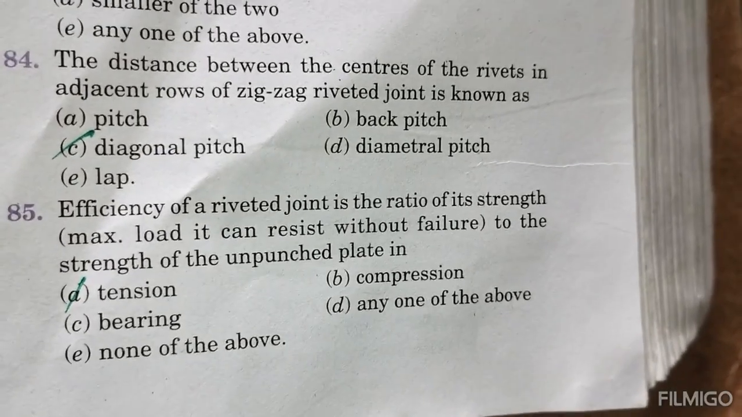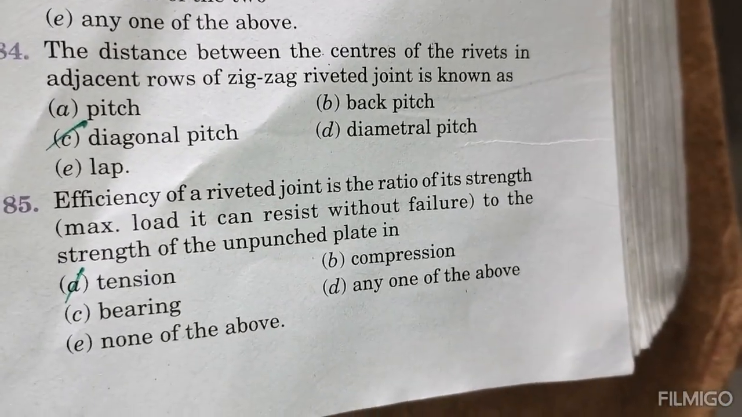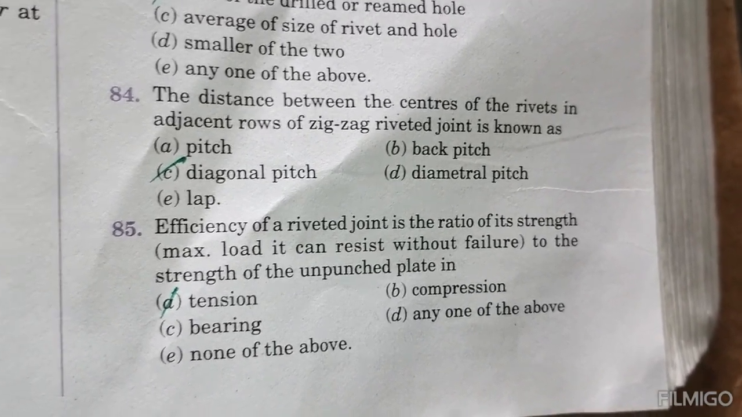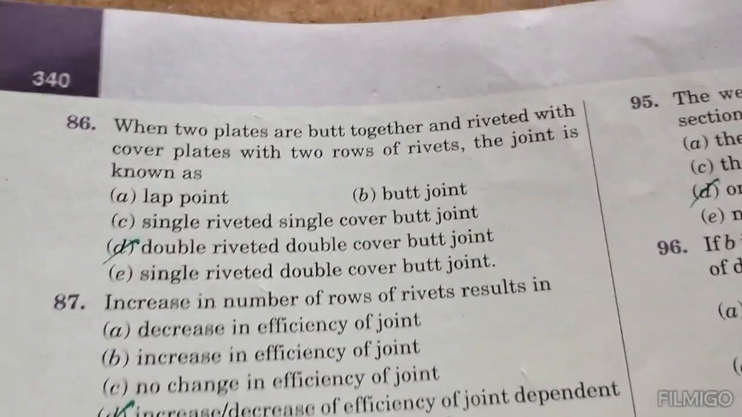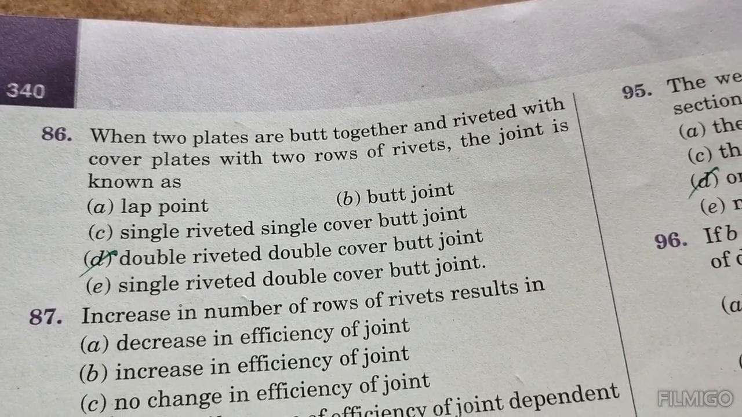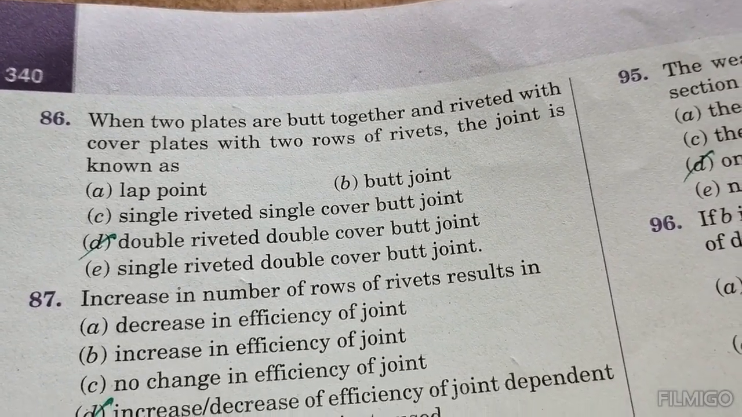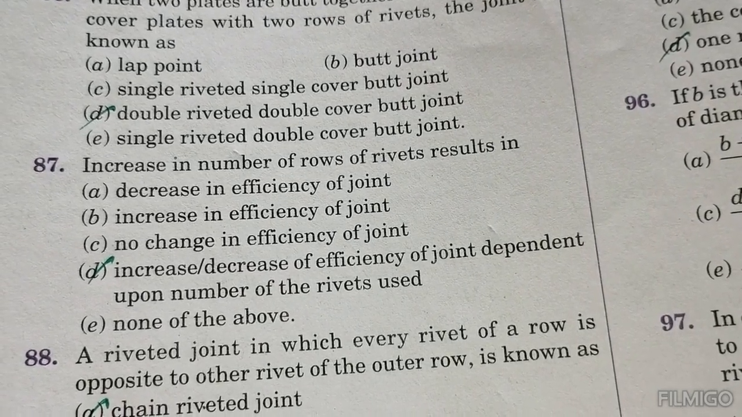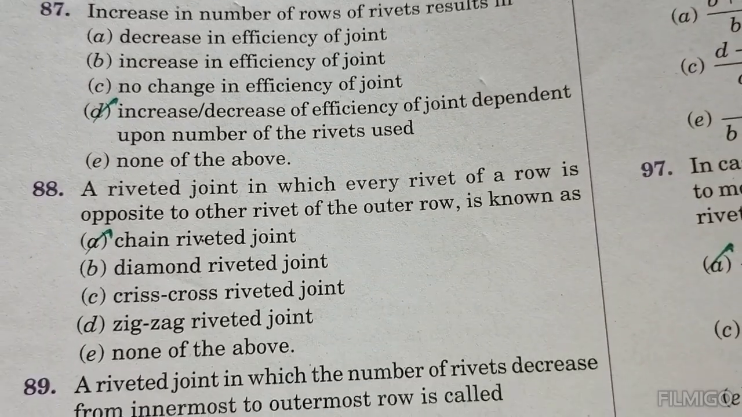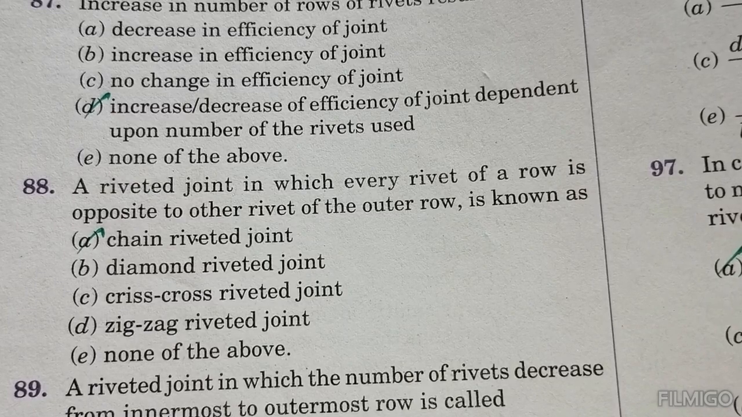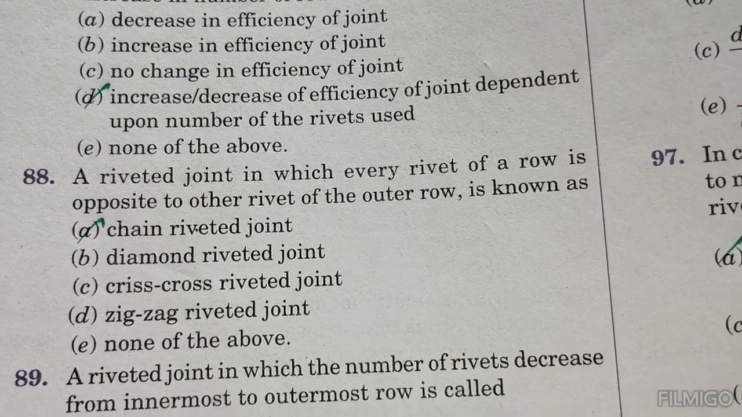Efficiency of a riveted joint is the ratio of the maximum stress to the strength of the unpunched plate in tension. When two plates are butted together and riveted with cover plates with two rows of rivets, the joint is known as a double riveted double cover butt joint. Increasing the number of rows of rivets results in increasing efficiency of the joint, depending upon the number of rivets used. A riveted joint in which every rivet of a row is opposite to a rivet in the other row is known as a chain riveted joint.